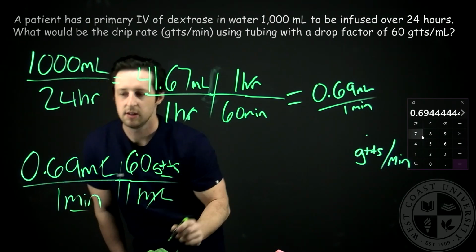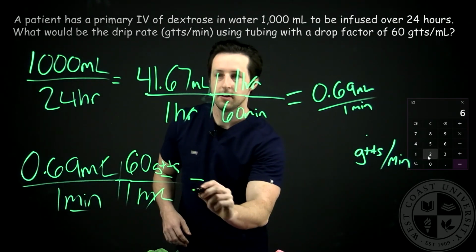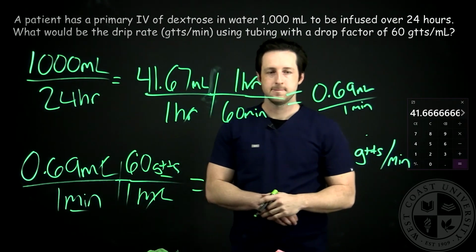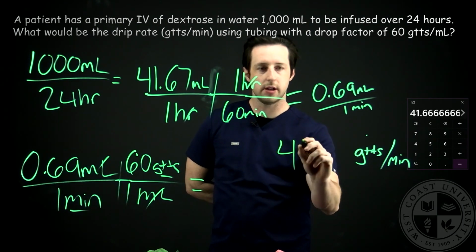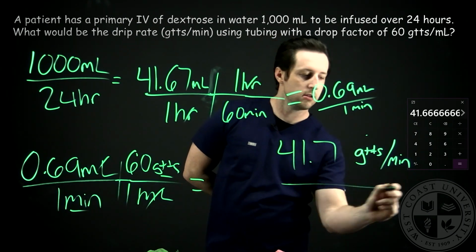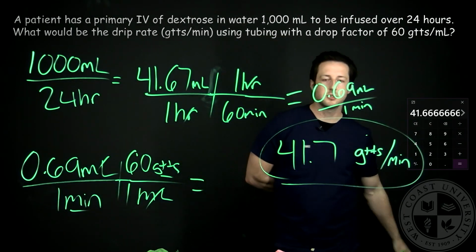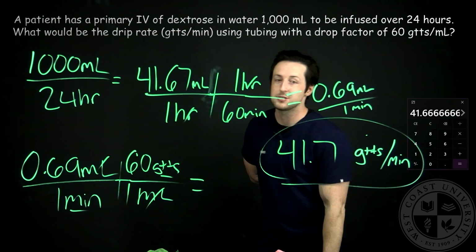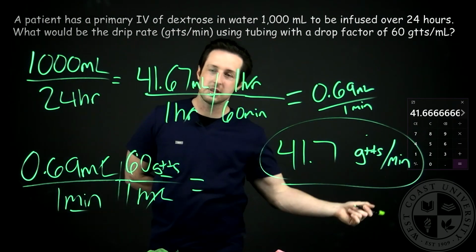Look what's left. So we'll do 0.69 times 60. And this will be our drip rate, 41.7. There's our drip rate. So we're going to get 41.7 drips a minute. And there's our answer. That's why it's called the bridge method, because we just build the bridge all the way from here to the end.